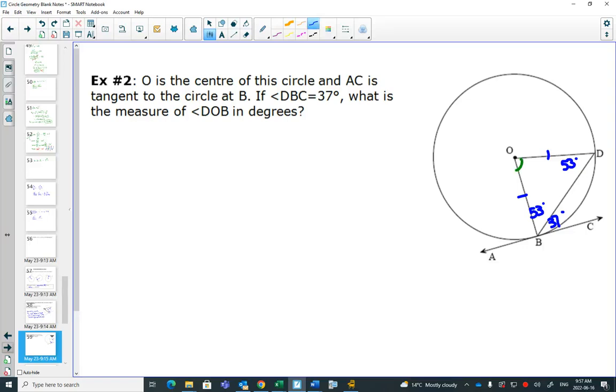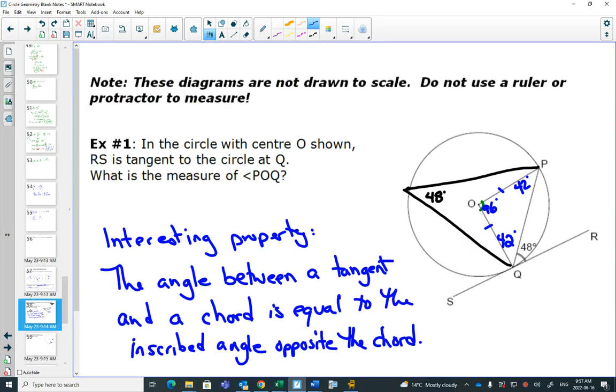Oh, and I did something in the last question that I shouldn't have. It said, what is the measure of angle POQ? We should actually write POQ equals 96 degrees and circle our answer. Because just because I have it labeled on the picture, that doesn't necessarily tell the teacher that you know which one angle is which. So we should highlight our final answer.